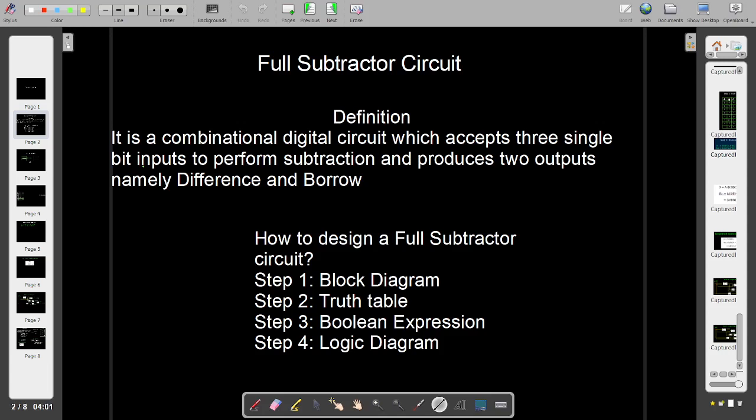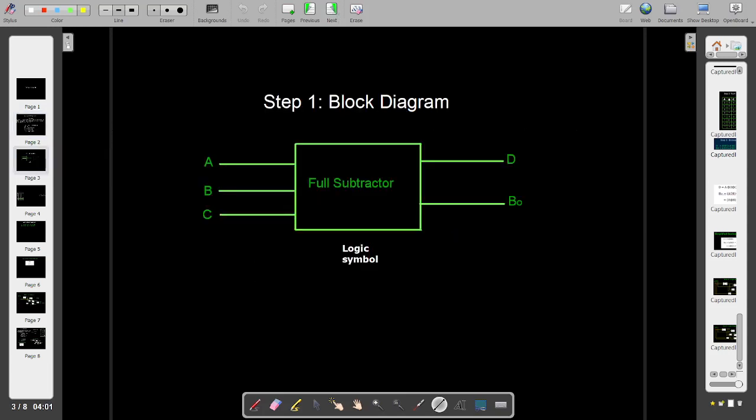Then how to design a full subtractor? We have to follow these four steps. First step is block diagram, then truth table, then Boolean expression, finally logic diagram. First we see about the block diagram.